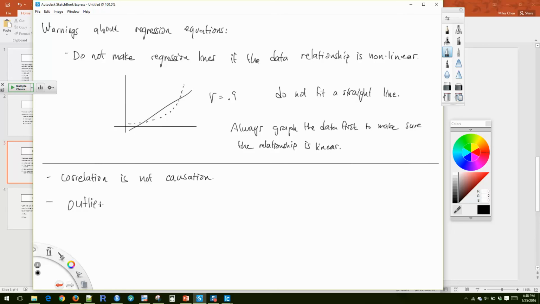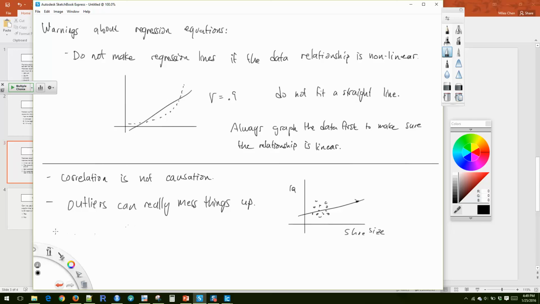Another point: outliers can really mess things up. I think I gave the example of shoe size and IQ. If you have data like this, shoe size and IQ should be uncorrelated. But if you have a spot out there, you can get a regression equation, and now you're going to think that if someone's shoe size increases by 1, their IQ goes up by 3. That's very silly. So outliers can really mess things up. You have to be careful. Always create a graph and check for outliers.